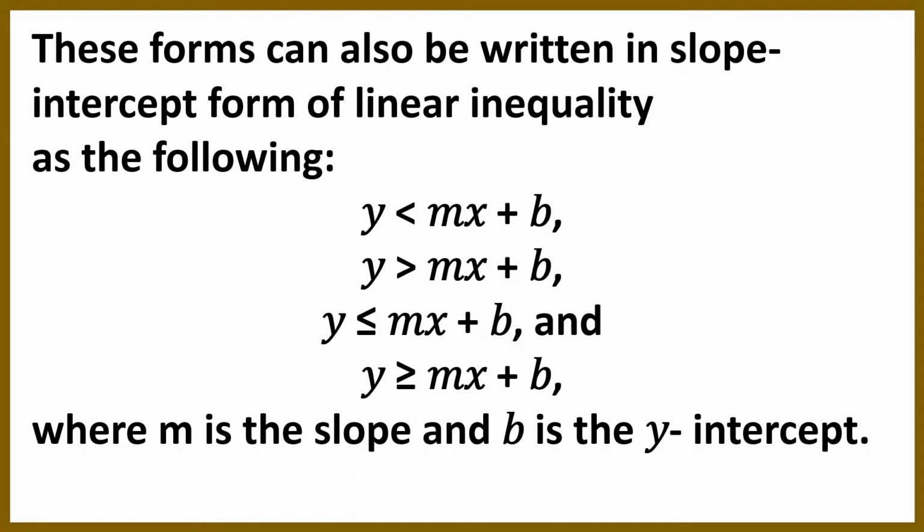These forms can also be written in slope-intercept form of a linear inequality as the following: y is less than mx + b, y is greater than mx + b, y is less than or equal to mx + b, and y is greater than or equal to mx + b, where m is the slope and b is the y-intercept.